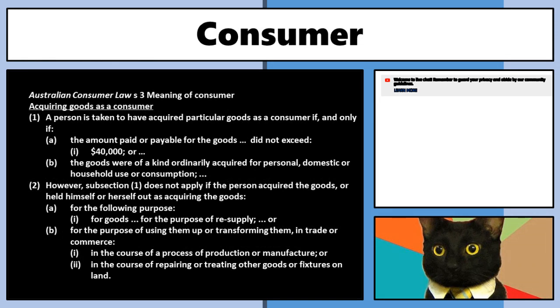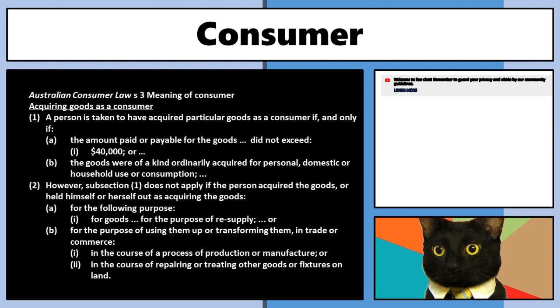And the reason for that is not everything in the Australian Consumer Law actually requires you to be a consumer, and not everything requires the person doing the thing or supplying the goods or granting land or whatever to be in trade and commerce. But most of them do. In particular, the consumer guarantees require the person acquiring the goods to be a consumer. And this is a pretty important point.